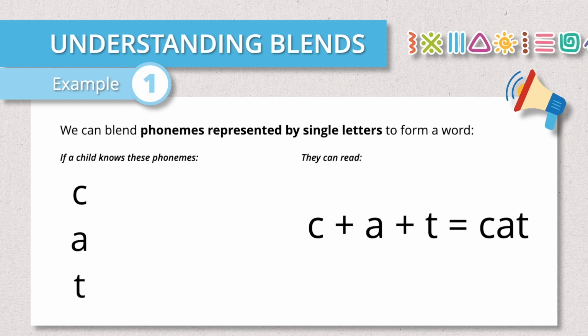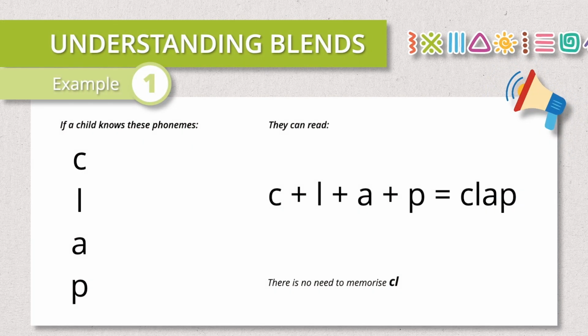Example 1. We can blend phonemes represented by single letters to form a word. If a child knows these phonemes, k, a, t, they can read k, a, t, cat. If a child knows these phonemes, k, l, a, p, they can read k, l, a, p, clap. There is no need to memorize kl.